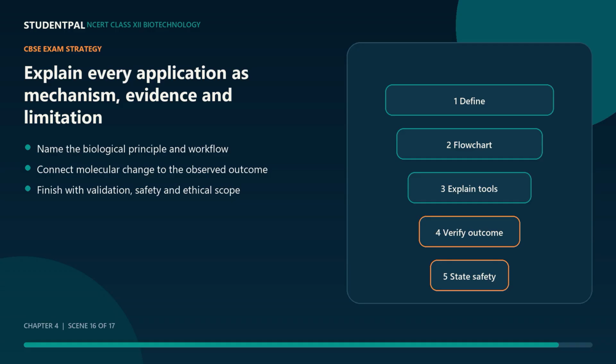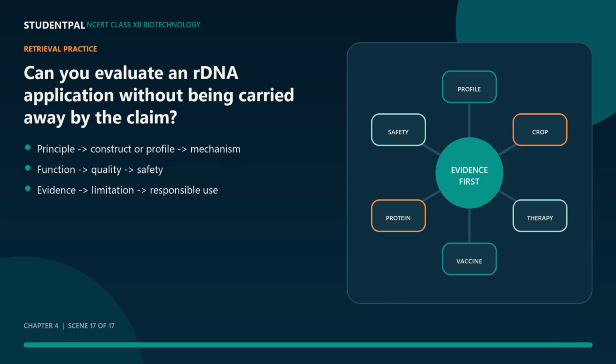A labeled flowchart can organize the process, while a short final sentence should state a realistic limitation, risk control measure, or ethical boundary. Full marks come from causal order and evidence, not from promotional language. Close your notes and rebuild the chapter. DNA profiling compares multiple inherited STR loci through a controlled sample-to-profile workflow and supports a limited statistical interpretation.